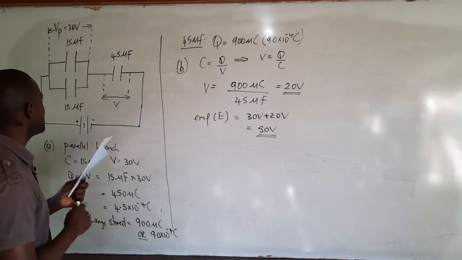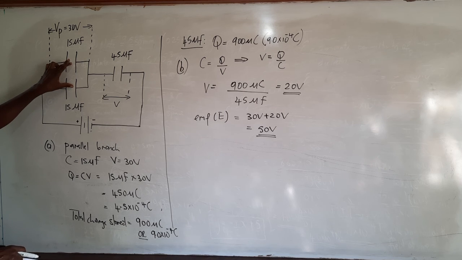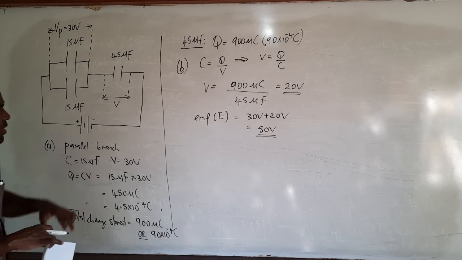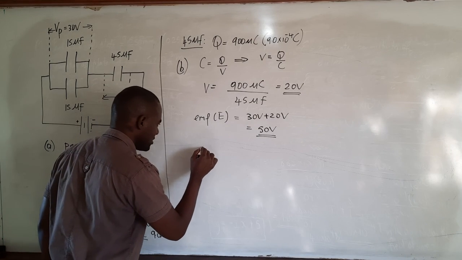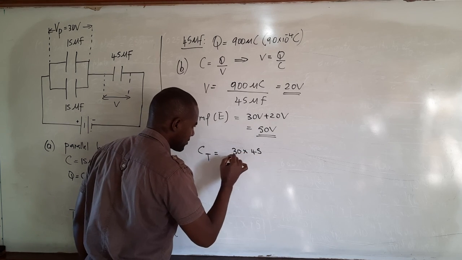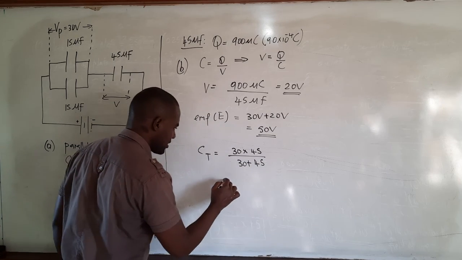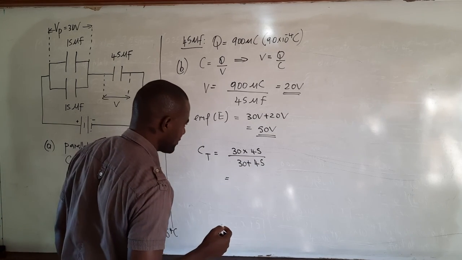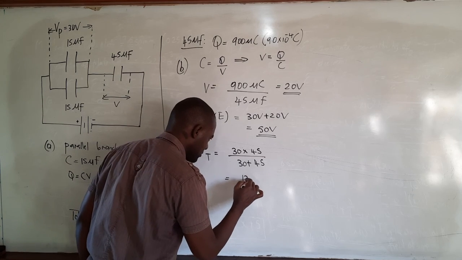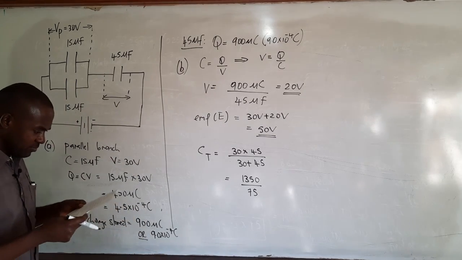In this particular case, we essentially have a 30 microfarad capacitor, because these are in parallel, so we just add them. So a 30 microfarad capacitor is in series with a 45 microfarad capacitor, and therefore the total capacitance CT is equal to 30 times 45 divided by 30 plus 45. And this gives us 1350 divided by 75. And what does that give us?